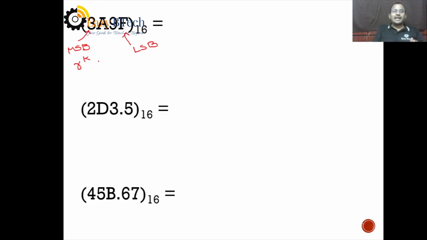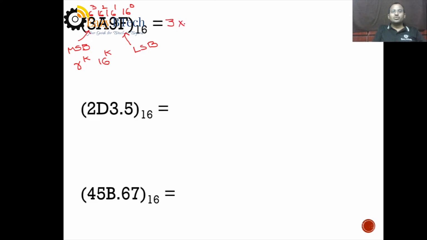Here the radix is 16, so we have the weight 16 power k. For the integer part we have positive weights, and for the fractional part we have negative weights. Starting from the LSB we have 16 power 0, 16 power 1, 16 power 2 and 16 power 3. So how do we represent this in terms of positional weights? You multiply each digit with its corresponding weight.